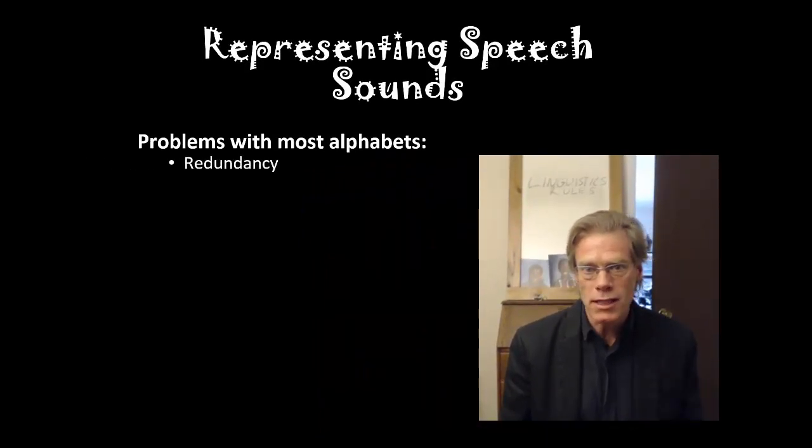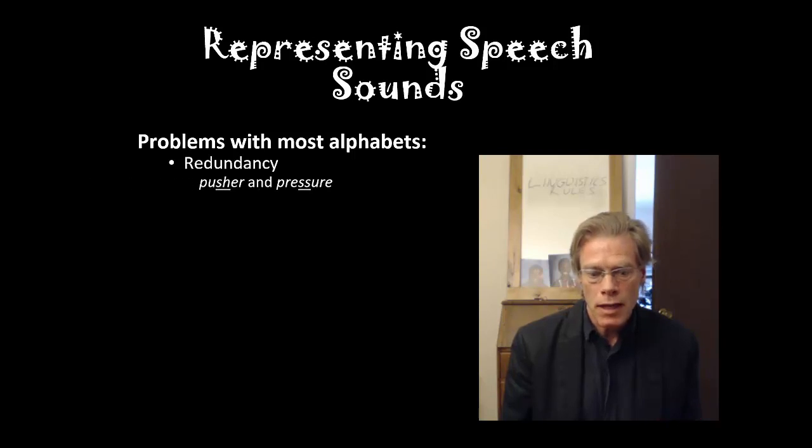One problem that we see with just about all alphabetic systems that represent languages is redundancy. What I mean by this is that we have more than one symbol that can represent the same sound. So for example, pusher has that SH that represents the sh sound, and pressure has that SS that represents the same sh sound. So that's redundant, two different ways of representing the same sound.